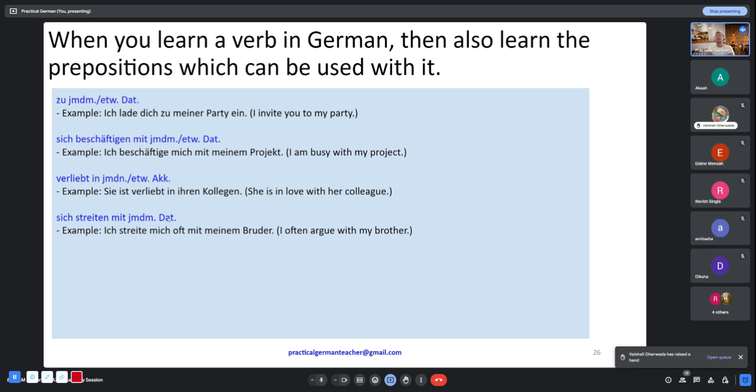Or you can also say, I often fight with my boss. Ich streite mich oft mit meinem Chef. If that's a scenario. Okay, that's all we had for today.